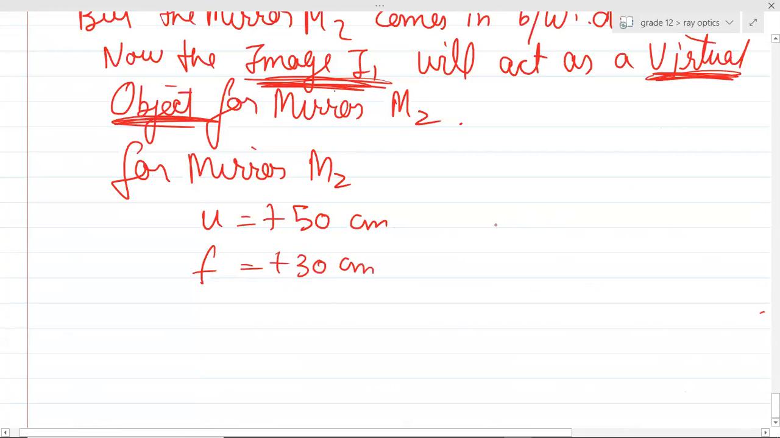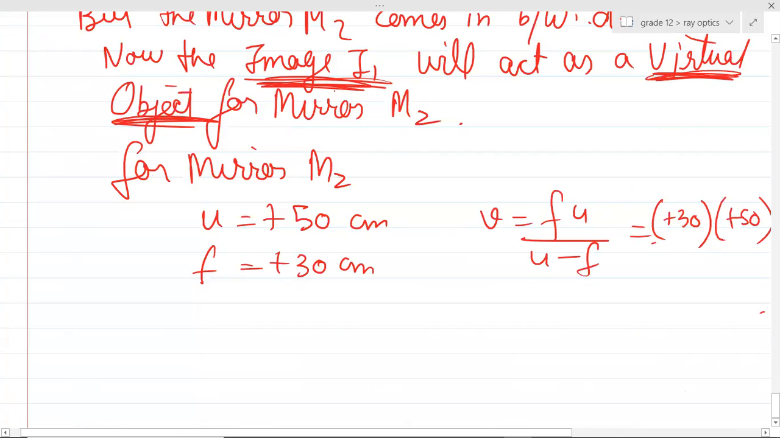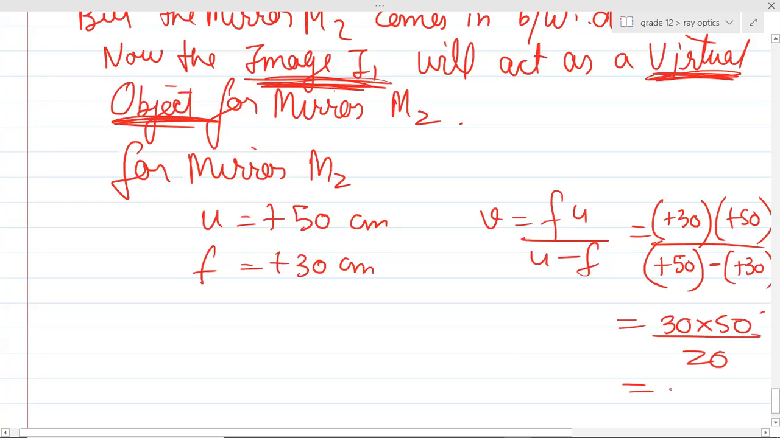Now again, u, v and f are there. v is equal to fu upon u minus f. f is plus 30, u is plus 50. So this will be how much? 30 into 50 divided by 20, which is plus 75 centimeter.